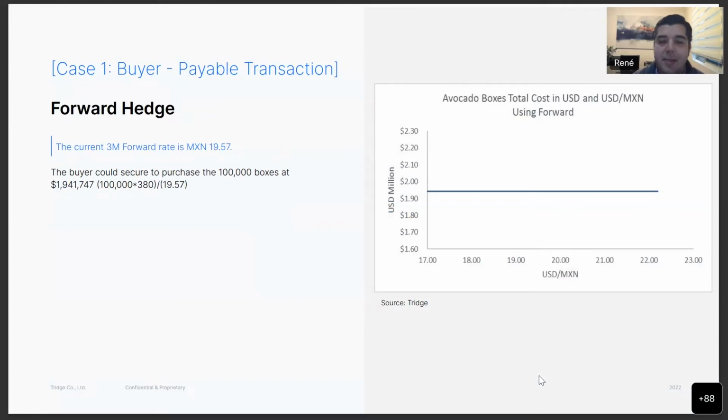Okay, so let's review the forward first. A forward is basically a contract between a company and a financial institution to buy or sell a particular currency at a determined exchange rate on a determined time in the future. The availability of forward contracts is growing, and hopefully it continues to grow as cross-border e-commerce continues to grow.